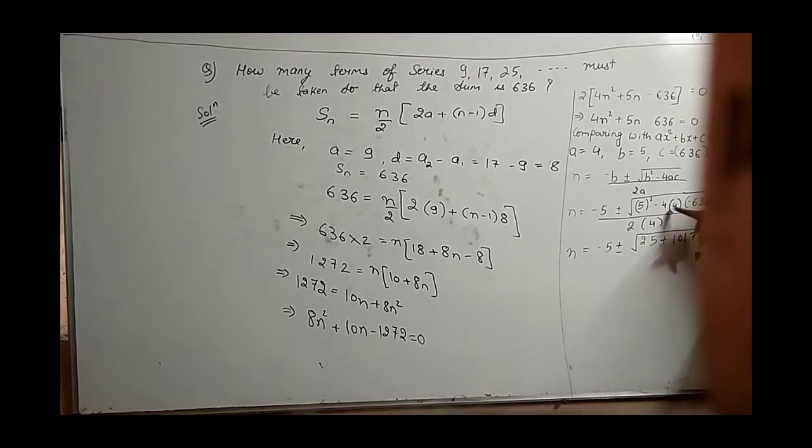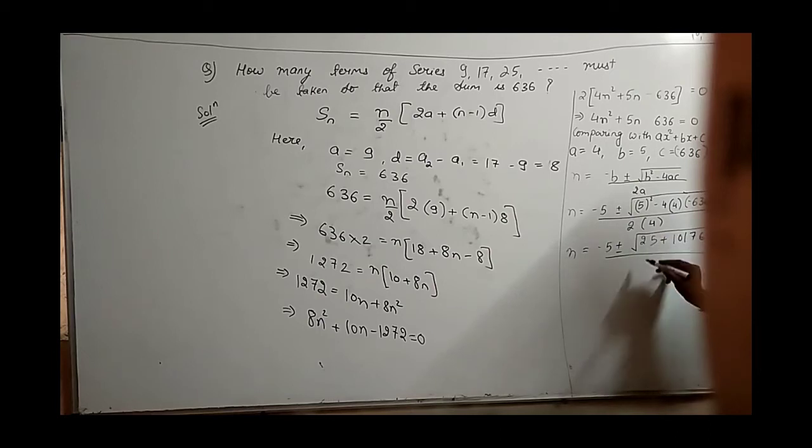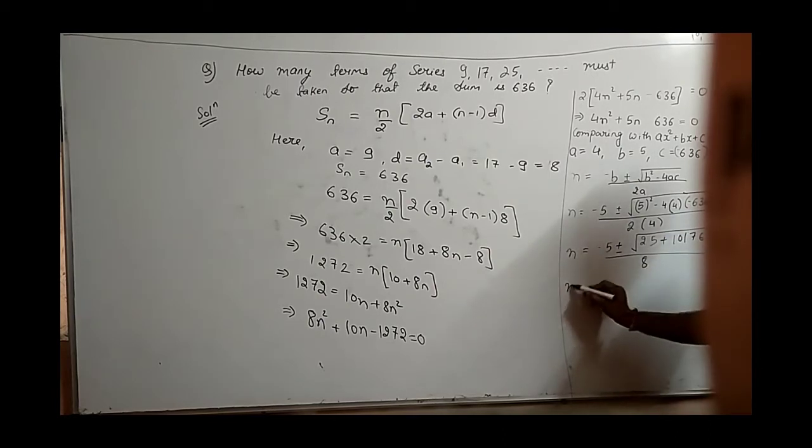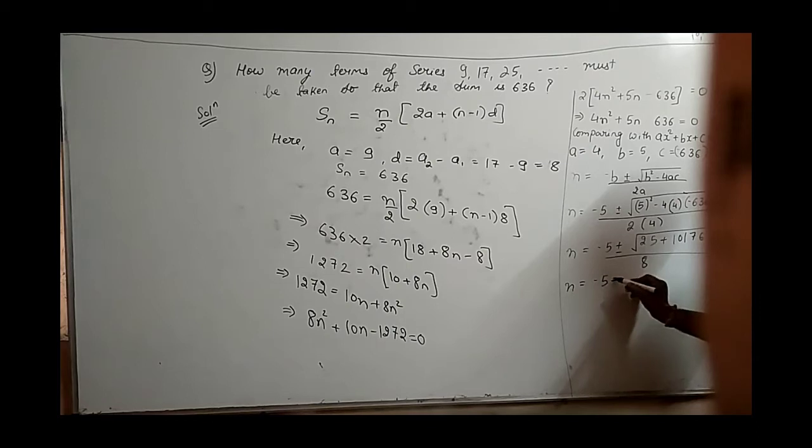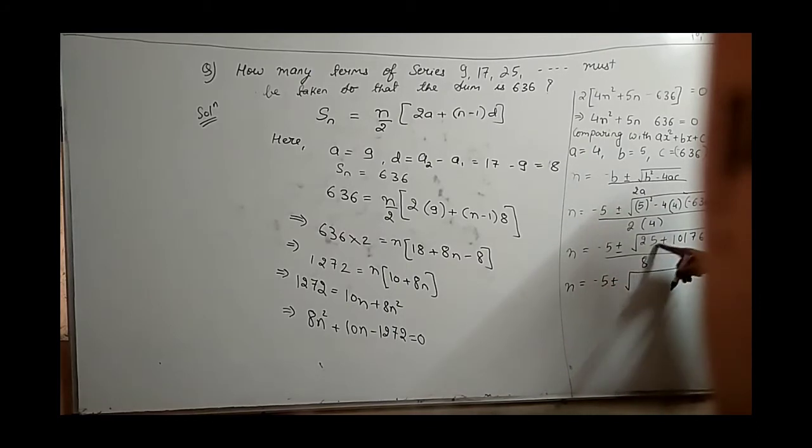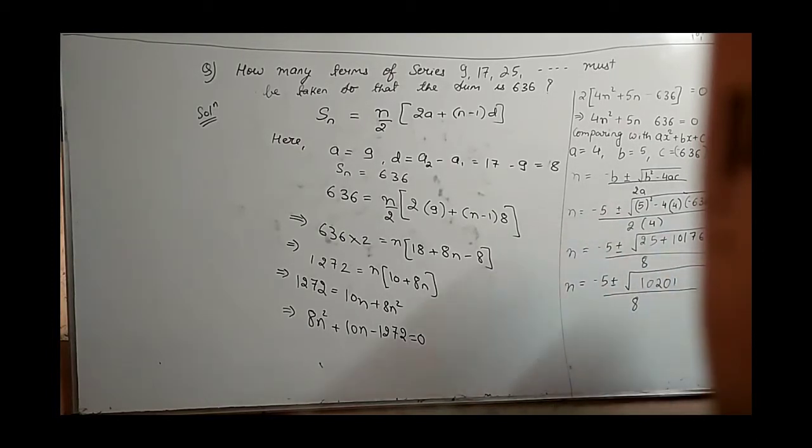So after multiplying this, 4 4 is 16, and 16 into 6 is 96. What I get is 10176, and 2 4 is 8. Okay, so n will be minus 5 plus minus, just take this, 5 plus 6 is 11, 7 plus 1, 8 plus 2 is 10, 1 plus 1 is 2, 0, 1 by 8. So now I need to solve it further.